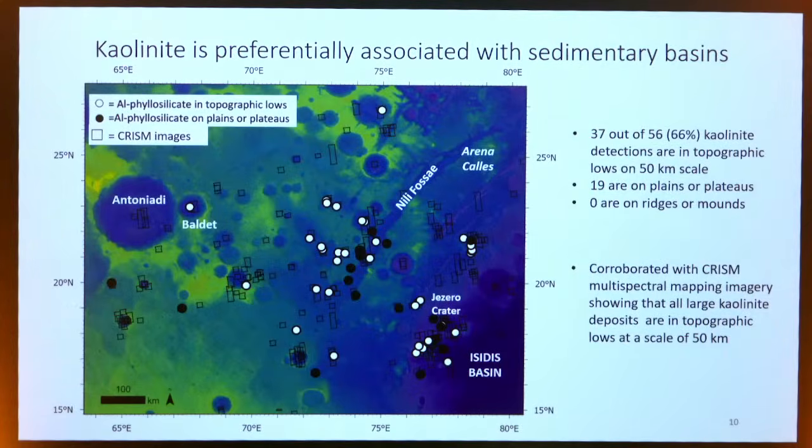We find that kaolinite is preferentially associated with sedimentary basins, and in this case we're referring to impact craters and eroded topographic lows on the 50-kilometer scale. Here you can see the distribution of all of our kaolinite detections in the region, and those that are in white are in basins at this scale, which is 2/3 of them. This was corroborated with CRISM's multispectral mapping imagery, which shows that all large kaolinite deposits, at least those that are detectable in that imagery, are located in topographic lows at this 50-kilometer scale.